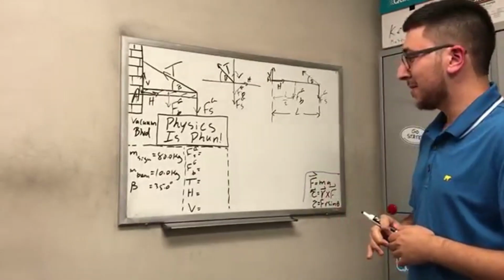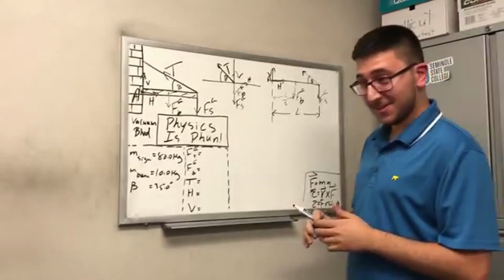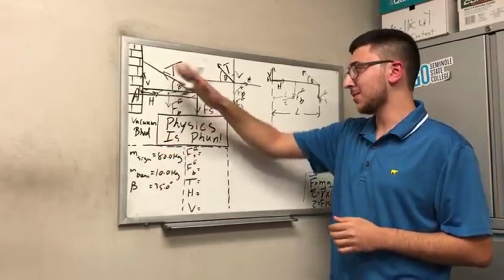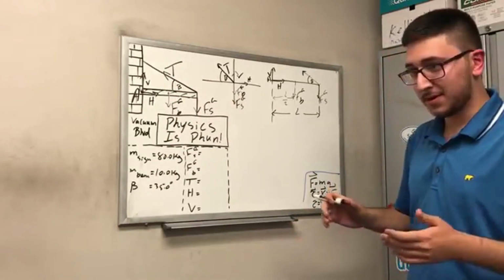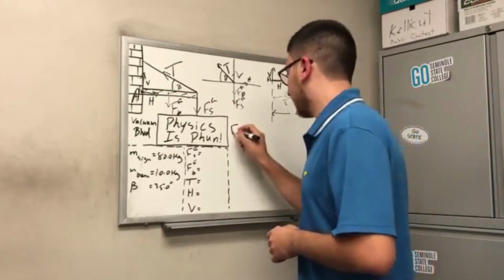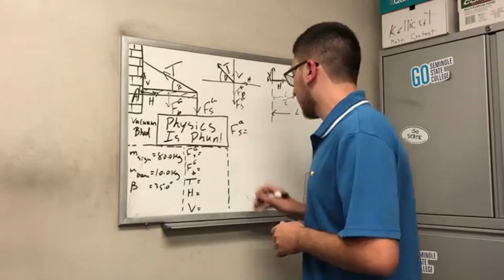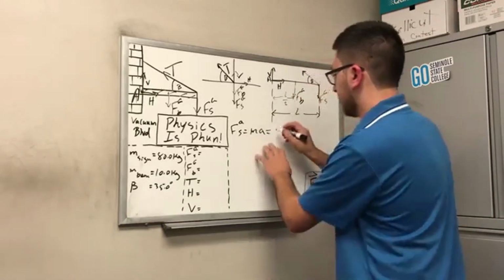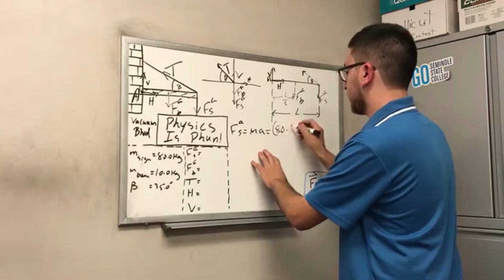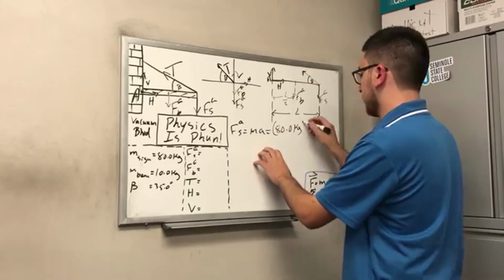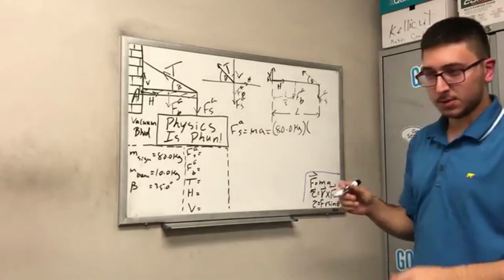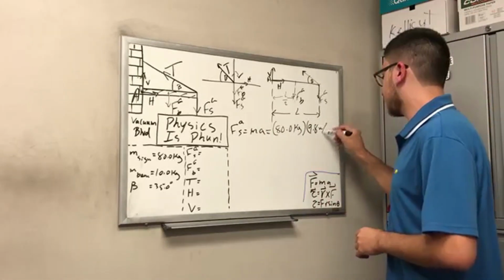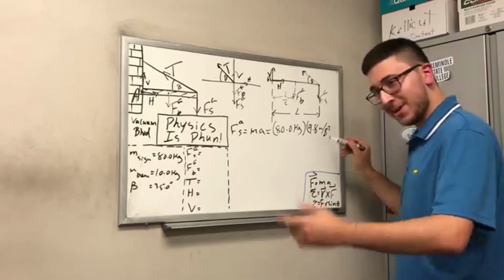So let's look at our givens. We are given the mass of the sign, mass of the beam, and the angle. So what we can identify first is the force of gravity for the sign, which is MA, which is going to be 80 kilograms, because that's the mass of the sign, with acceleration, which is G, 9.8 meters per second squared.